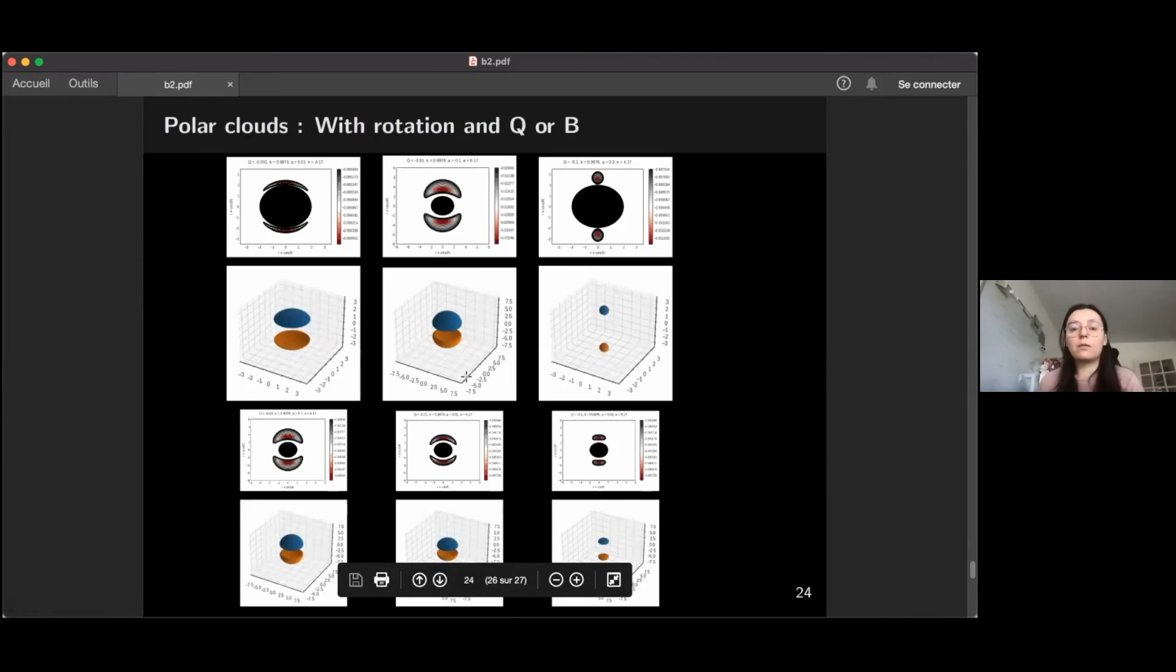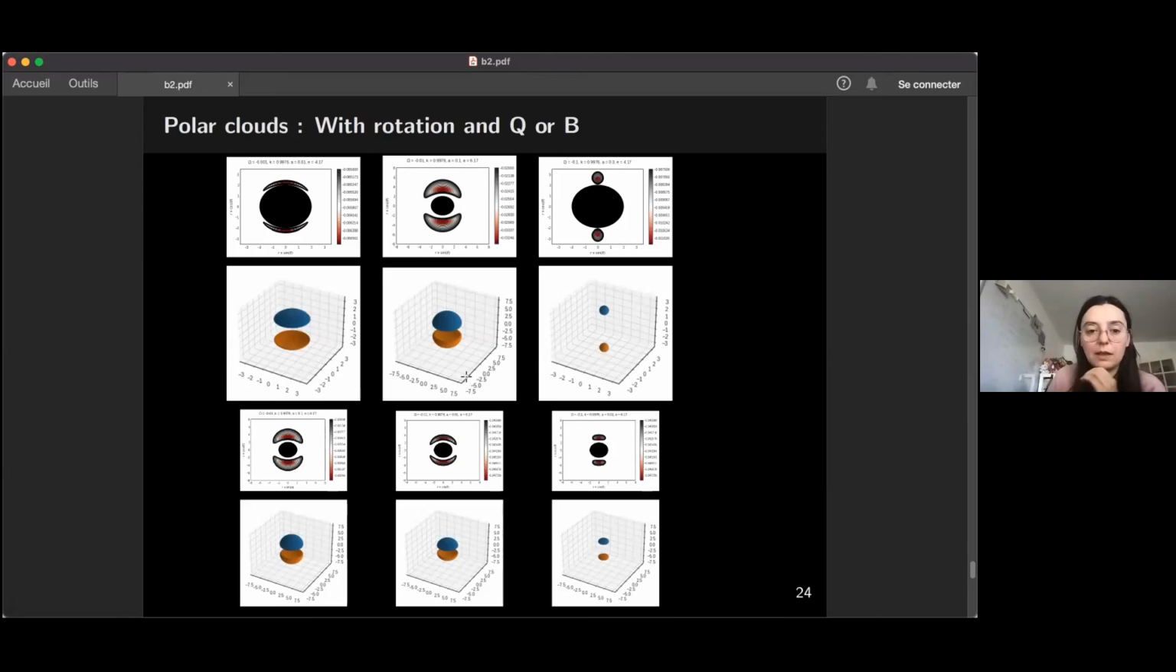Okay, let's say a word about these polar solutions, which are more, we'd say, exotic, if I can say that. They are taking the place here of the jet. They are above on the polar axis, and they can take different forms according to the value of the spin parameter. If you increase it, they become thinner in the vertical direction and thinner in the radial direction, and they can take many different forms.